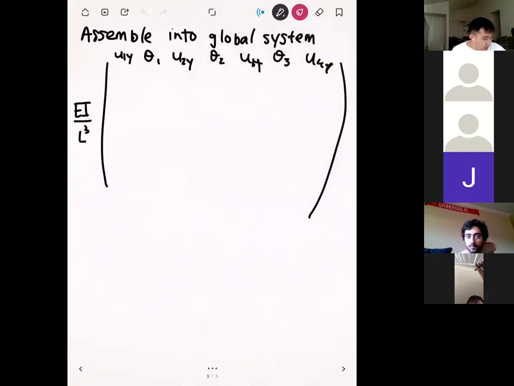I'm not going to fill everything in because I think that would take a little bit too long, but I'll at least show you the locations where to insert the element stiffness matrices. Let's start with element A. Remember, element A works on U1Y and theta 1, and so it would go into that location right there.